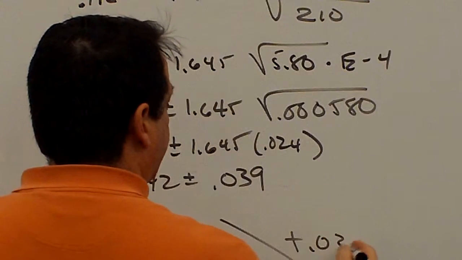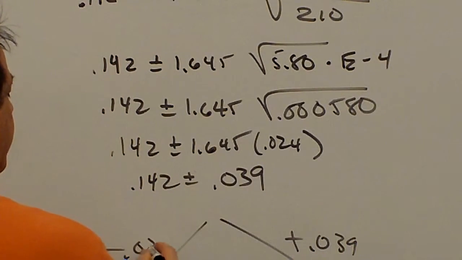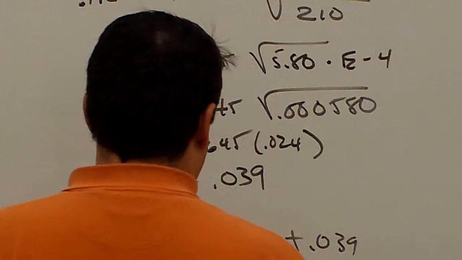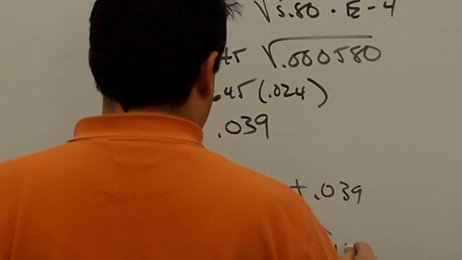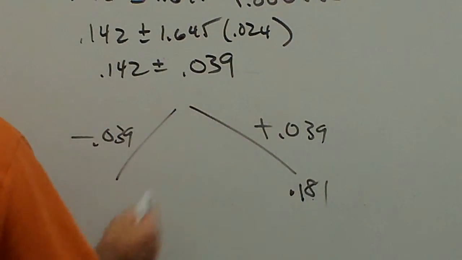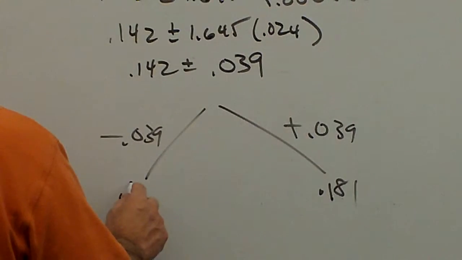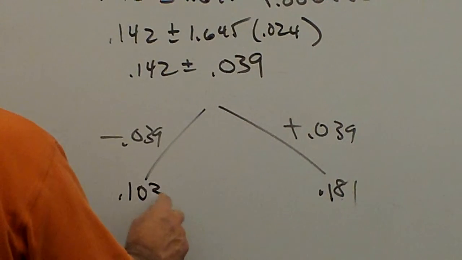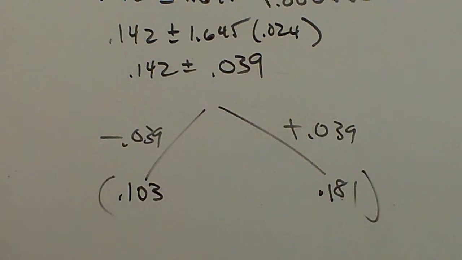So I simply add and subtract that. I add 0.039 and subtract 0.039. So that gives me 0.181, and when I subtract, it gives me 0.103. So that should be my confidence interval, 0.103 to 0.181. Did you get that? And of course, the calculator will give that to us directly, right?